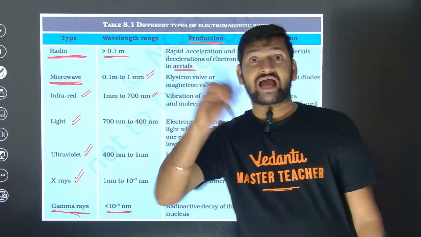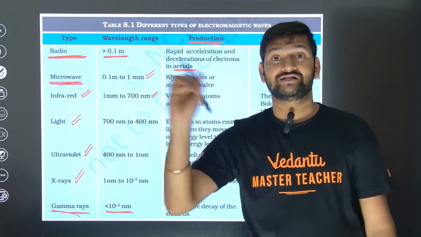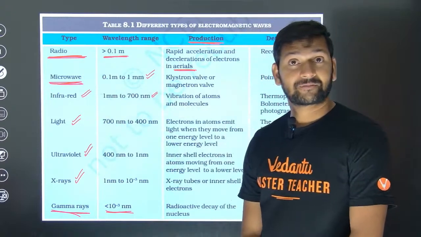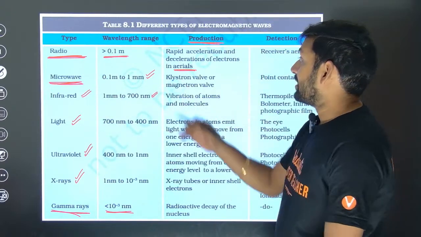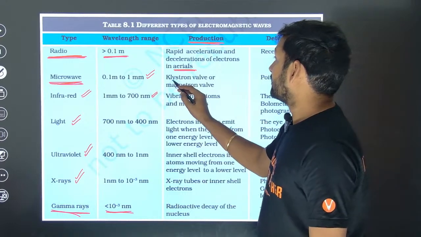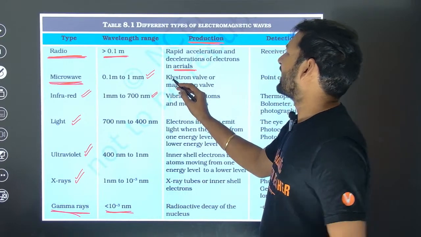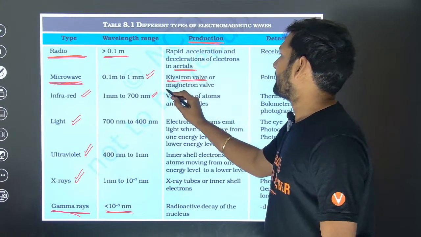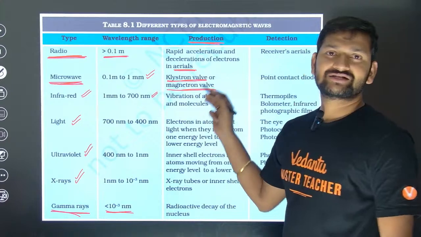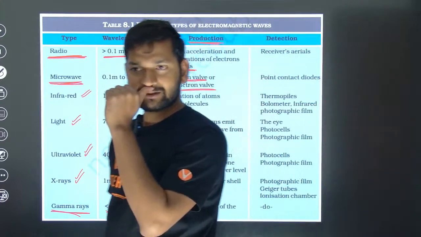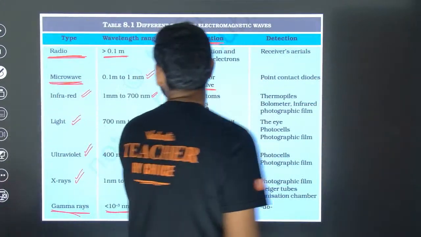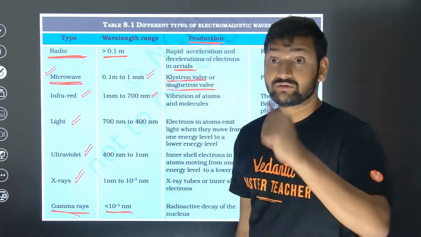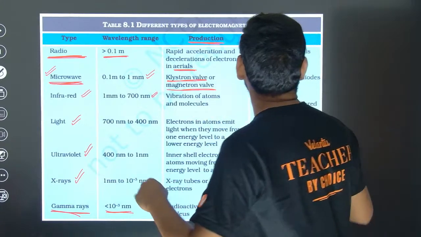Production of EM waves by accelerated charges. Literally, those accelerated charges produce radio waves. Now, microwaves. Klystron valve or magnetron valve. What are these things? These are some vacuum tube kind of things. In those, you are going to get microwaves. We will talk about microwaves in detail and how they are going to be detected.